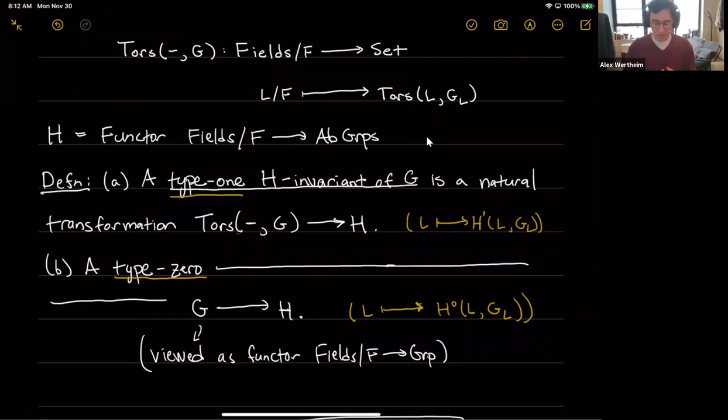So, definition: a type 1 H-invariant of G is a natural transformation from Tors^1 G to H. And similarly, a type 0 H-invariant of G is a natural transformation from G to H, where we identify G with its functor of points restricted to fields over F. And just to explain the nomenclature of type 1 and type 0, it's really referring to what kind of functors Tors^1 G and G are, because in light of the interpretation of torsors as cohomologies above, you can view both of these functors somehow cohomologically, and the superscripts 1 and 0 refer to the type 1 and type 0 here.